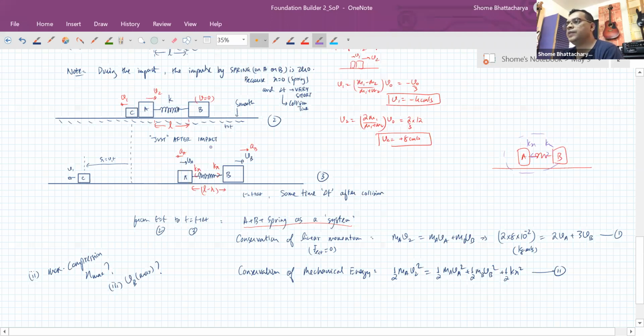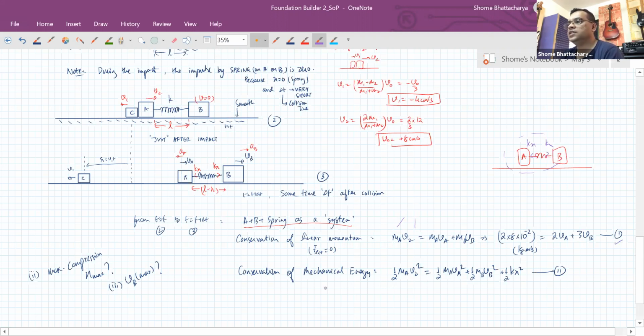So just after impact, how much is the linear momentum? A has this much linear momentum and B has 0. So the total linear momentum is this much. And a bit of time after impact, if their velocities are VA and VB, the linear momentum of the system is this much. Is it clear now? Equation number 1? Yes, sir.